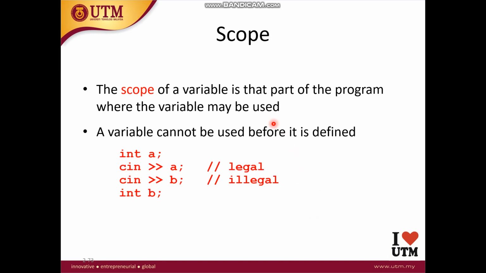A scope is the part of the program where a variable is used. For example, this is the scope of variable a: int a, cin a. So you are going to enter a value into variable a. cin b: this is illegal. Why? Because we haven't declared b before. You need to declare a variable, then it can be used.